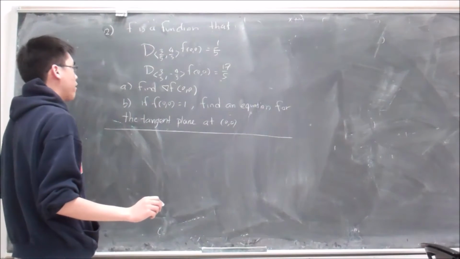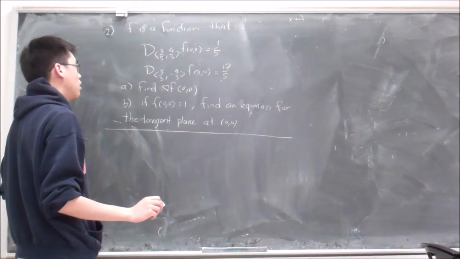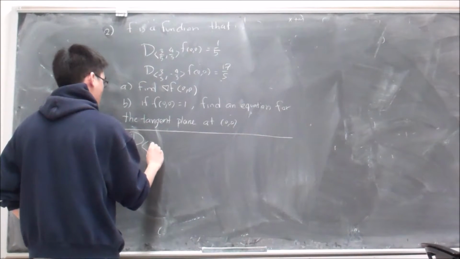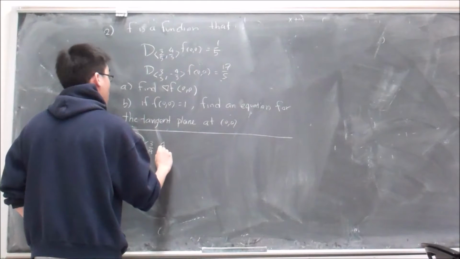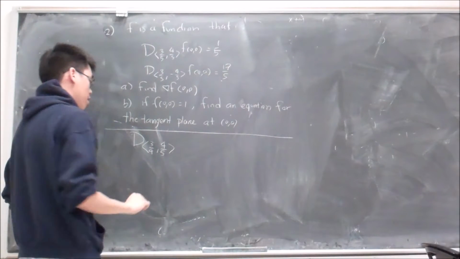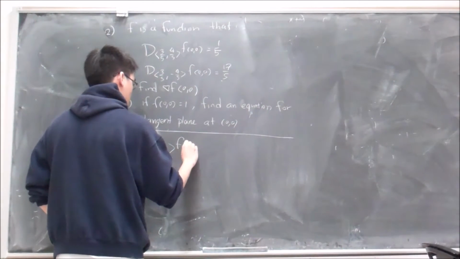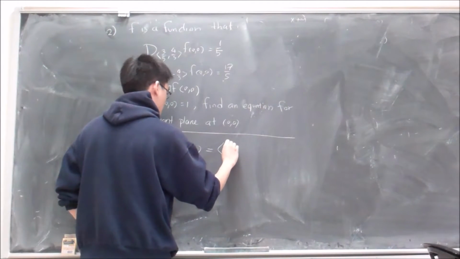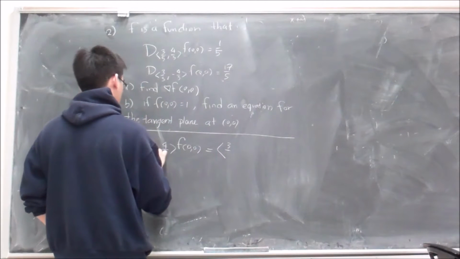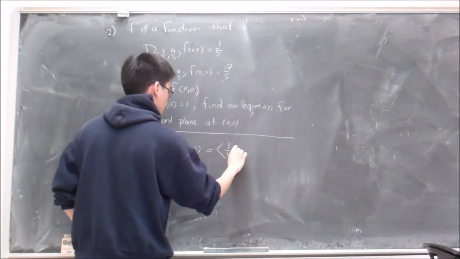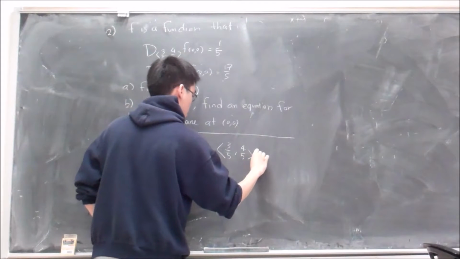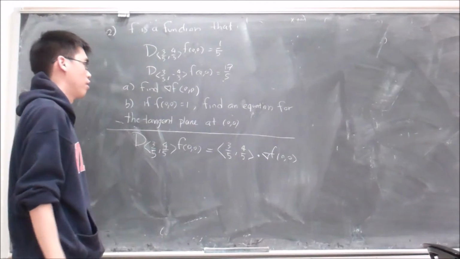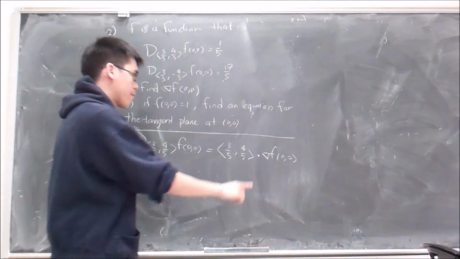So first of all, let's look at the formula for the directional derivative. The directional derivative in this direction of the function at (0,0) is nothing but the vector itself dotted with the gradient. And this is something that we want to find.